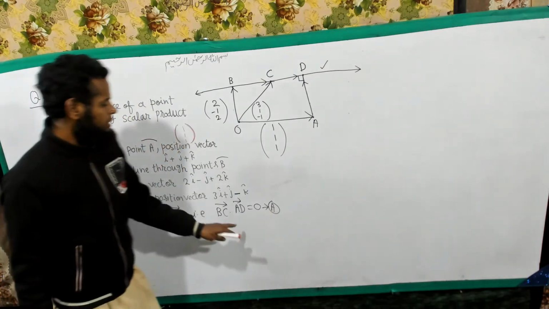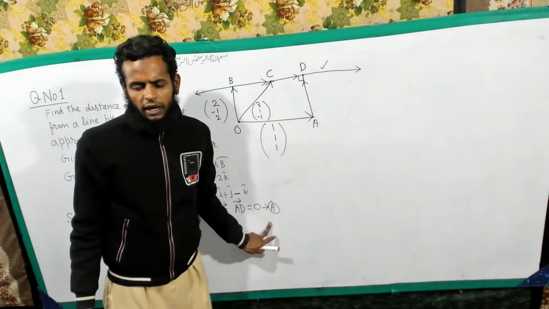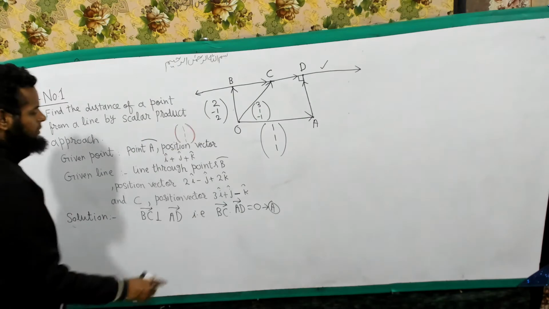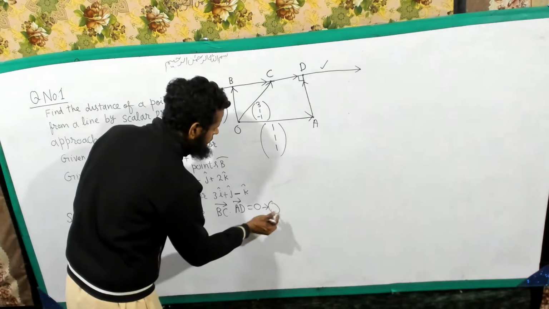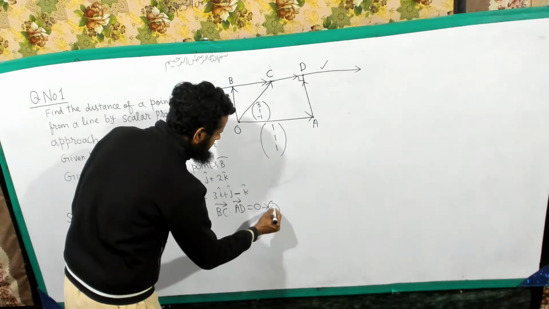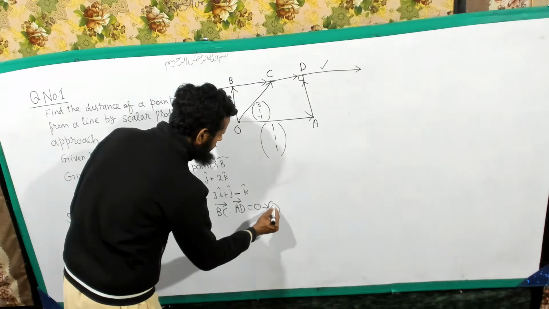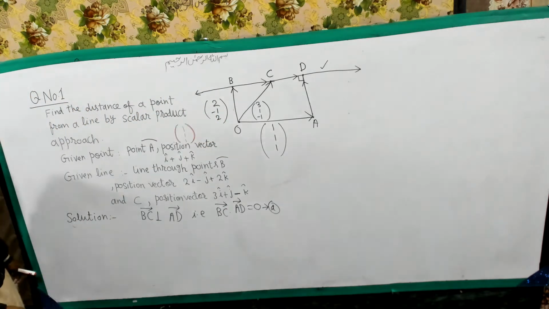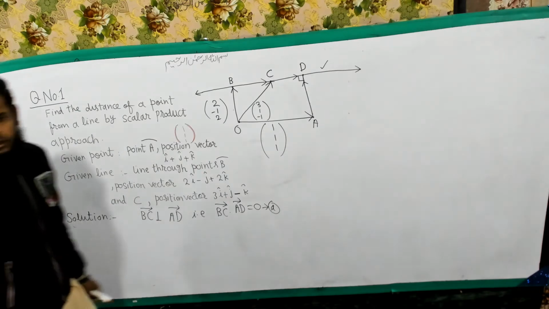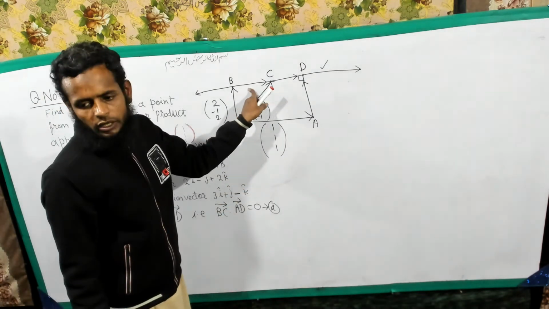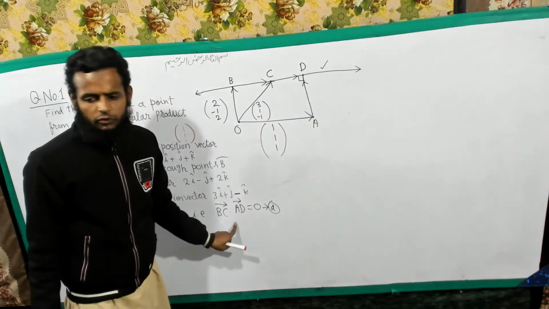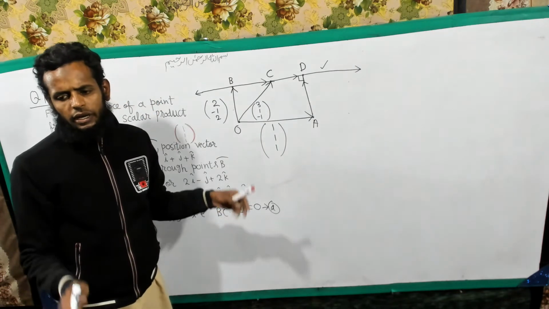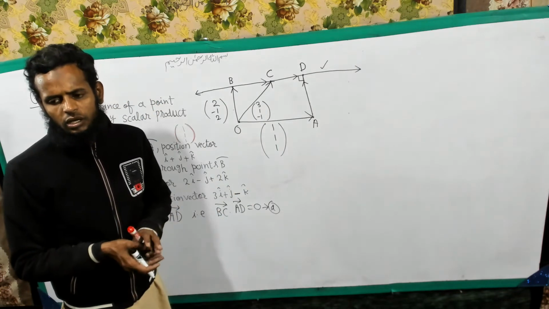We give it a different name, small a. First of all, we find BC, and after this we will find AD, and at the end we take the dot product.